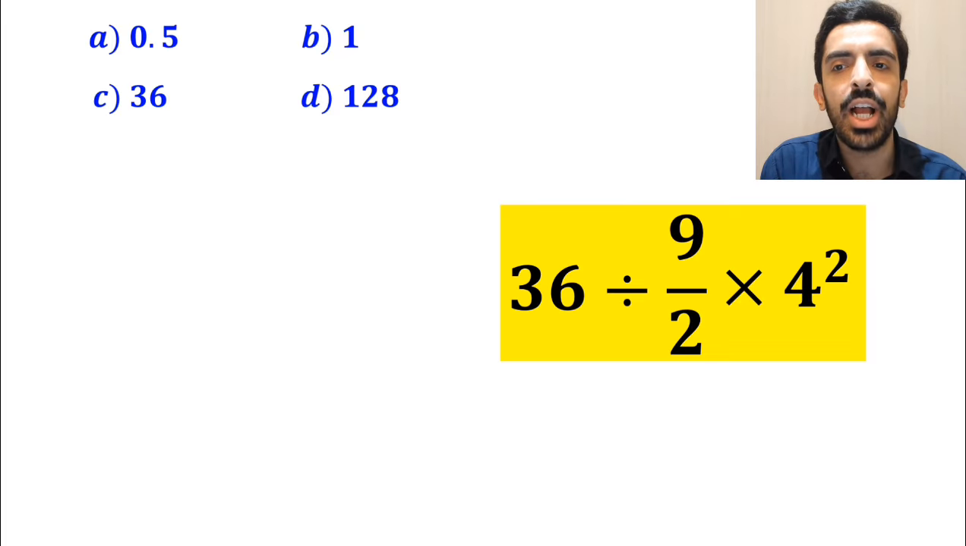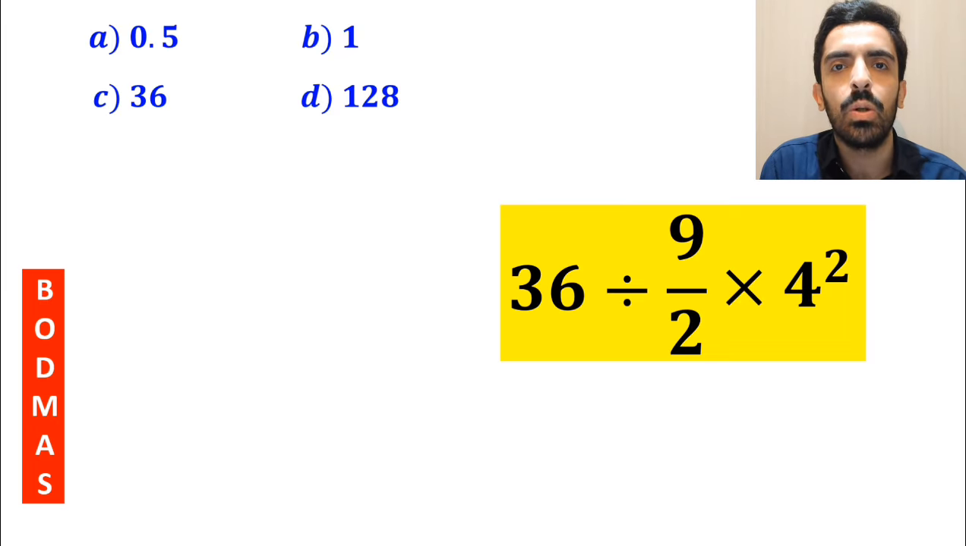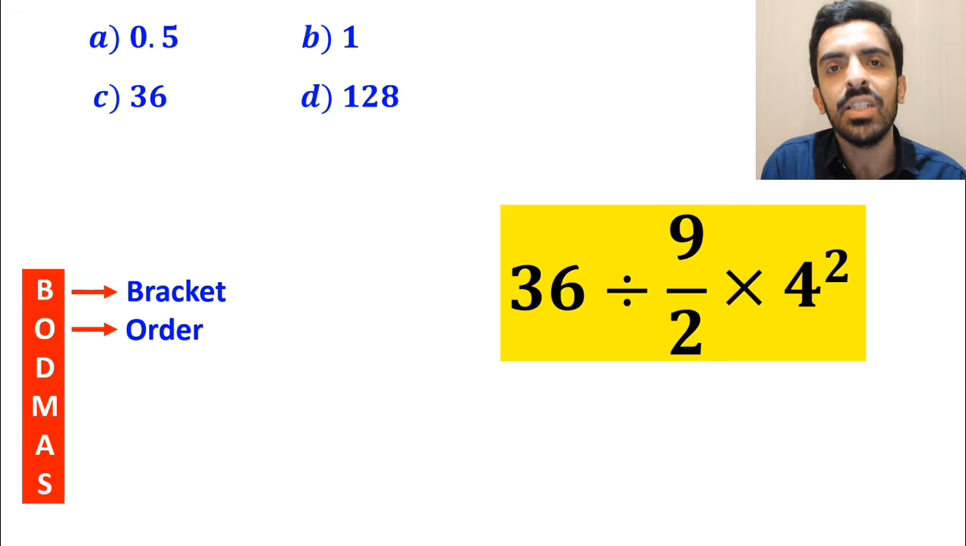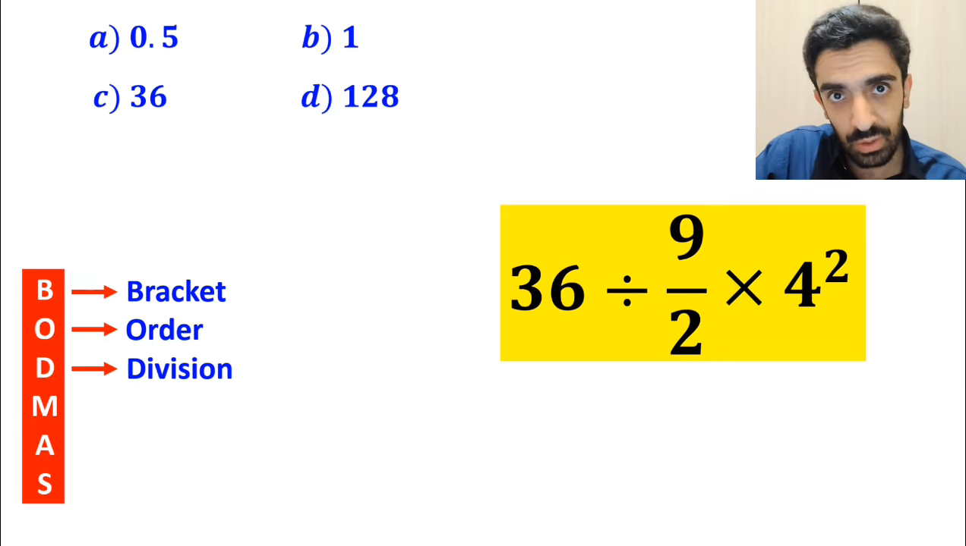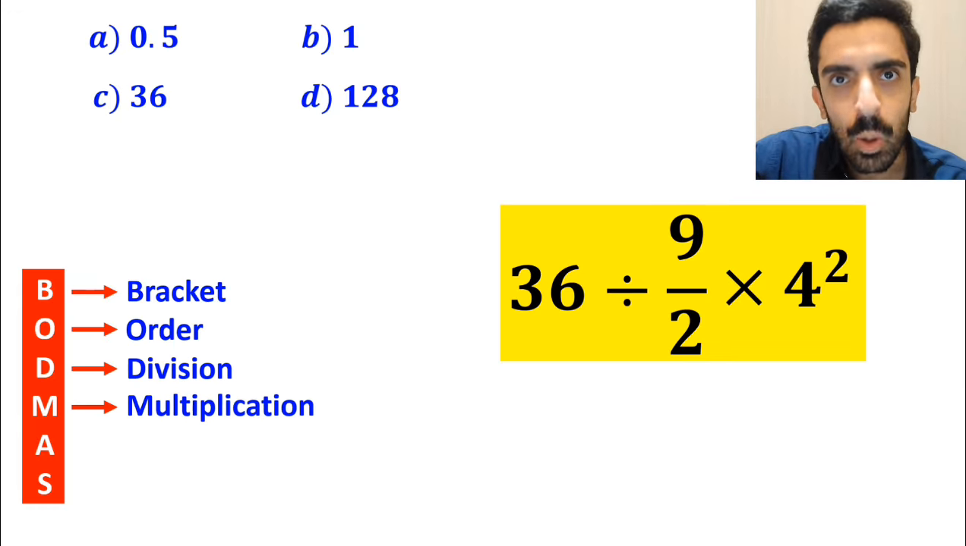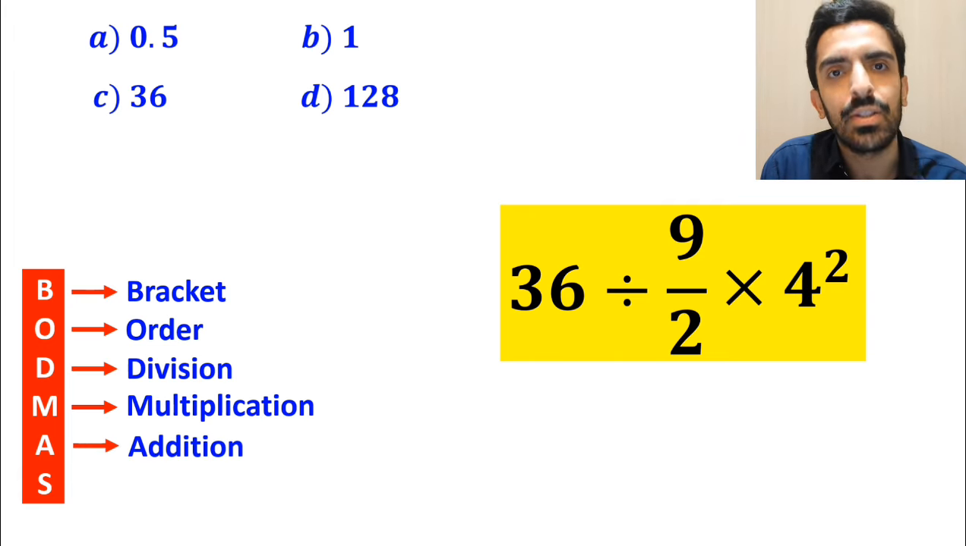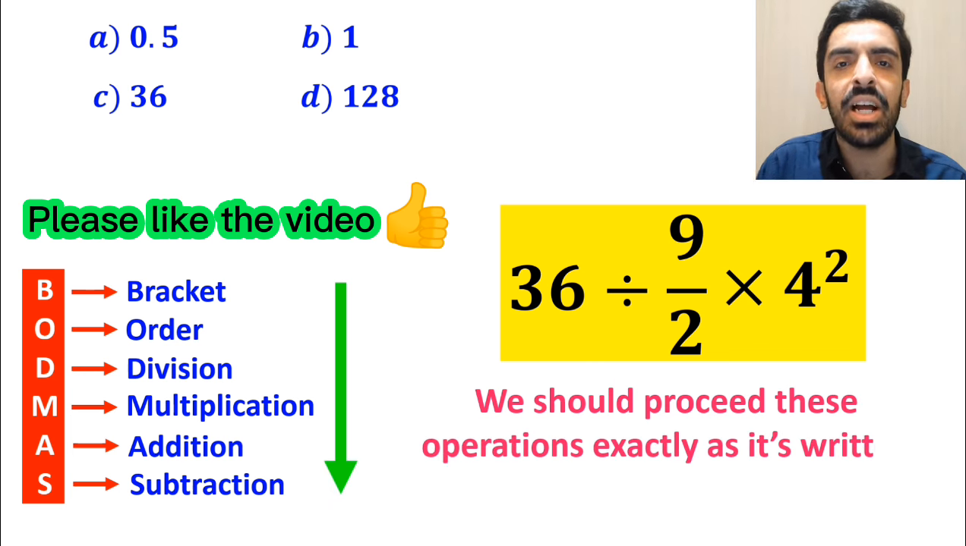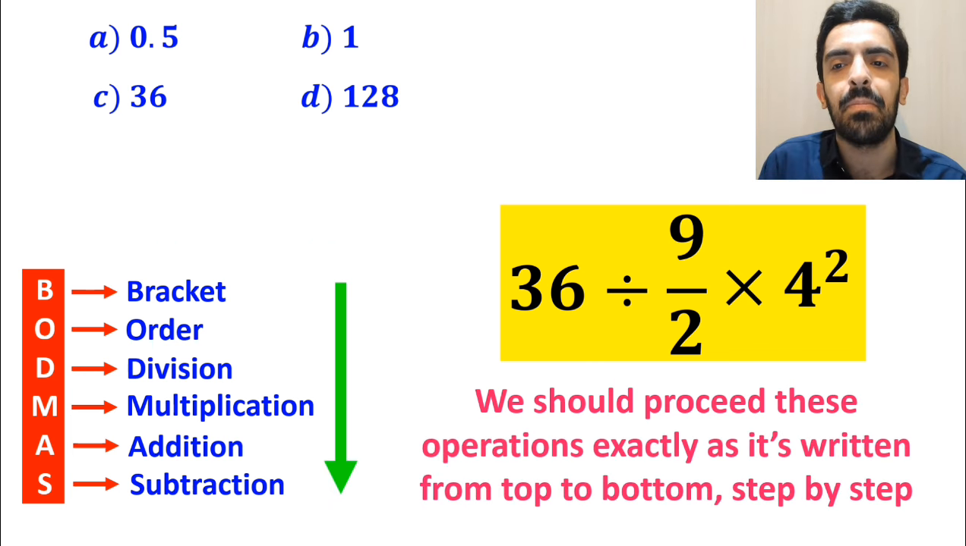To solve this question, we must follow the BODMAS rule. In this rule, B stands for bracket, O stands for order, D stands for division, M stands for multiplication, A stands for addition, and S stands for subtraction. We should proceed these operations exactly as it's written from top to bottom step by step.